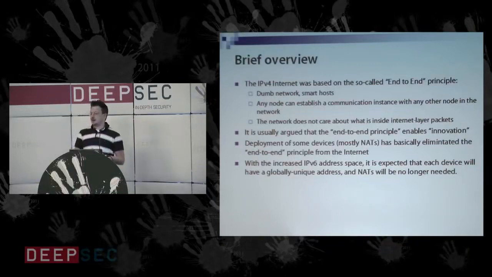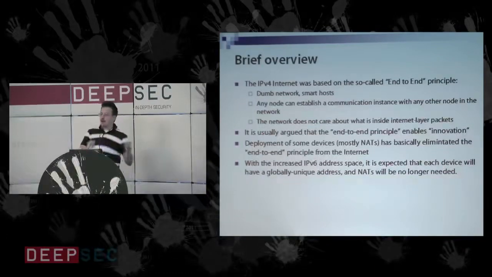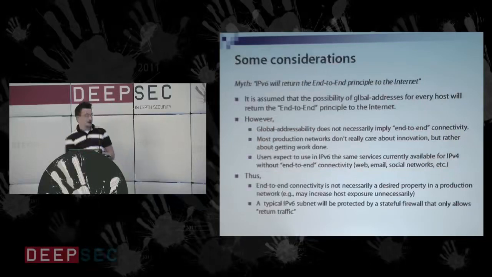Many people argue that since, of course, IPv6 doesn't require the use of NATs because it provides all the IP addresses that we need, that they usually argue that with IPv6 we will be able to actually return to the end-to-end principle. That is, we will move back to having the end-to-end principle in the internet. So this is basically the myth that I'm talking about. And this is one of the reasons, one of the selling points that many people use for IPv6.